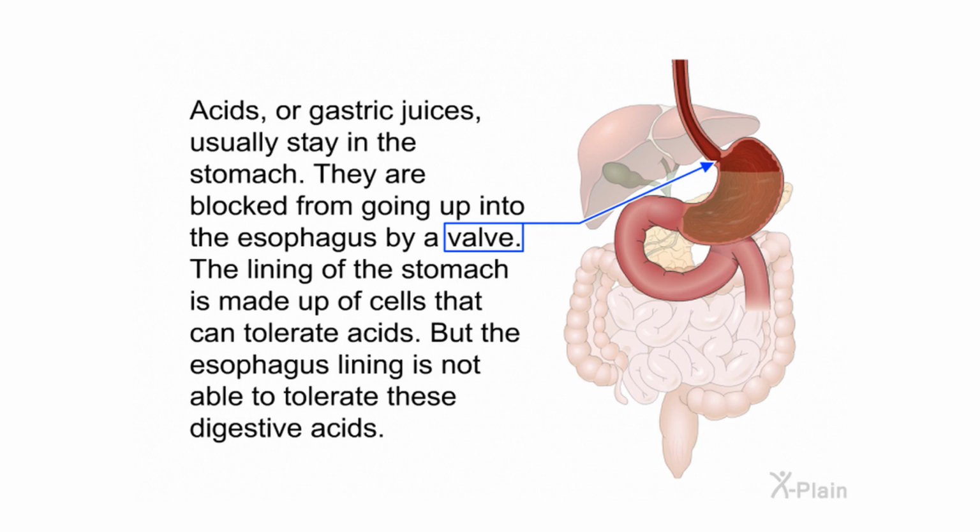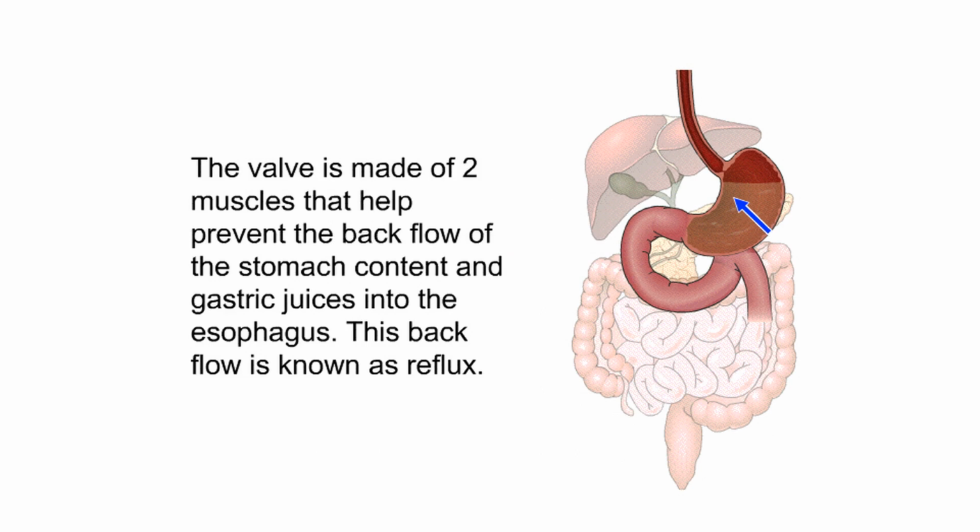Acids, or gastric juices, usually stay in the stomach. They are blocked from going up into the esophagus by a valve. The lining of the stomach is made up of cells that can tolerate acids, but the esophagus lining is not able to tolerate these digestive acids. The valve is made of two muscles that help prevent the backflow of the stomach content and gastric juices into the esophagus. This backflow is known as reflux.